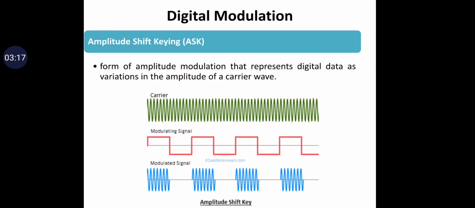So the first method is the amplitude shift keying, ASK. It is a form of amplitude modulation that represents digital data as variations in the amplitude of the carrier wave. So see the waveform. Here the first one is carrier wave, second one is the digital data, that is the modulating signal, and the third one is the ASK signal, that is amplitude shift keying signal.